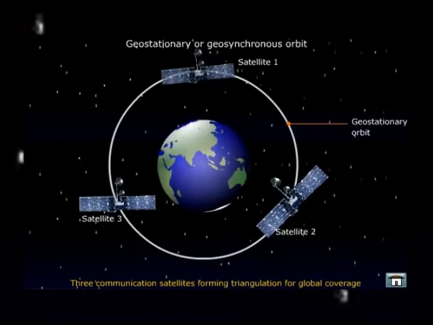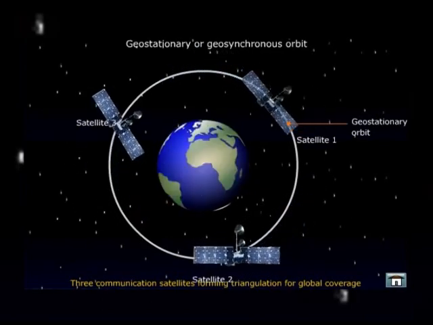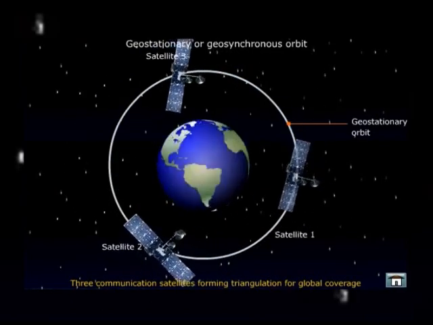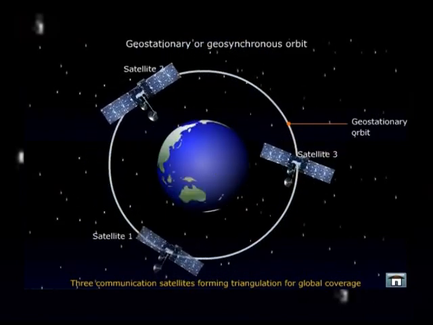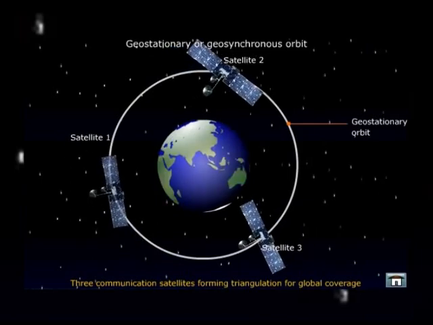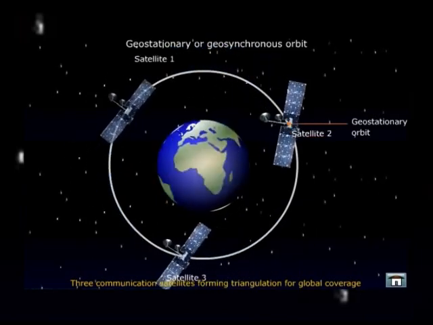The entire Earth could be linked or covered by a communication network if three geostationary satellites are placed at the vertices of an equilateral triangle. Each of the satellites covers a third of the globe.